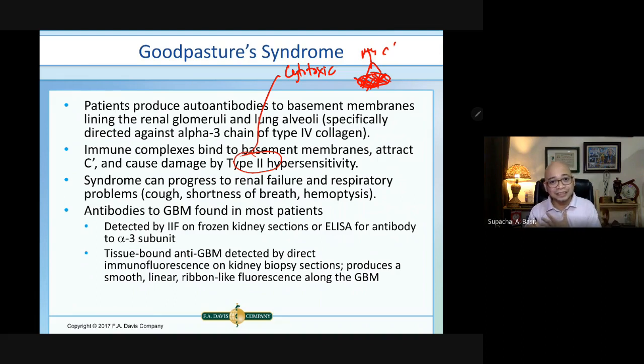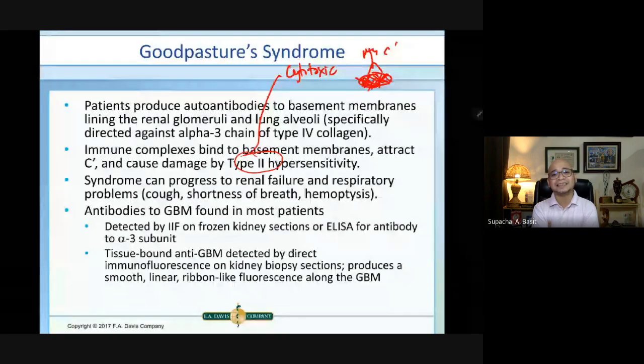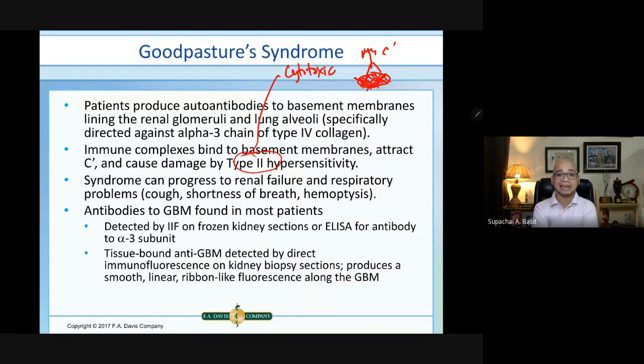If there's a respiratory problem, it is characterized by cough, shortness of breath, and hemoptysis or coughing out of blood. Antibodies to GBM are found in most patients. We can detect them by indirect immunofluorescence on frozen kidney sections or by ELISA for antibody to the alpha-3 subunit.